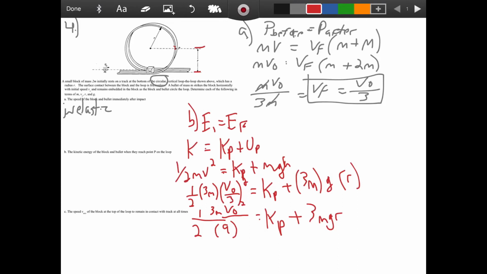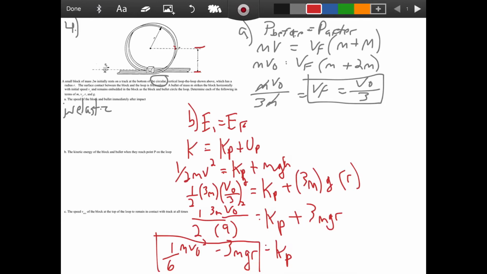Subtract it over, so let's clean this up. 3 over 18 would reduce to 1/6. So I'm going to subtract this over. So I should get 1/6 m v naught squared minus 3mgr equals Kp.